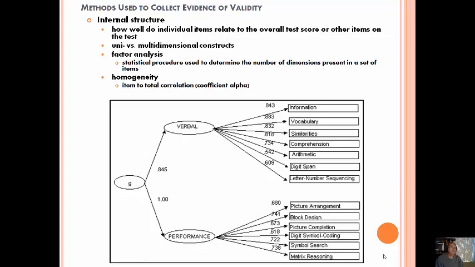When we look at evidence of validity, here's an example of what I was talking about. I forgot that the slide was here. When we talk about the construct validity of intelligence, you have to look at the internal structure in order to operationalize that. And here you see G, the general intelligence factor, verbal and performance. Under verbal, we have information, vocabulary, similarities, comprehension, arithmetic, digit span, letter number sequencing. And under performance, picture arrangement, block design, picture completion, digit symbol coding, symbol search, and matrix reasoning. Both of those combined to give this general G factor of intelligence.